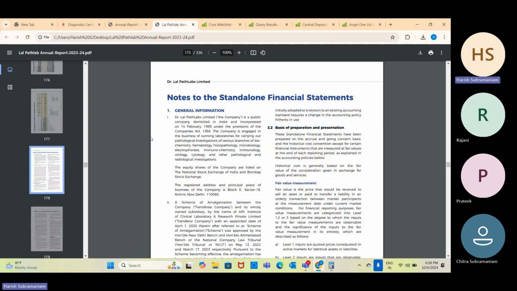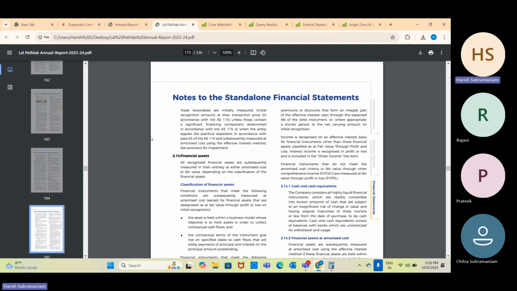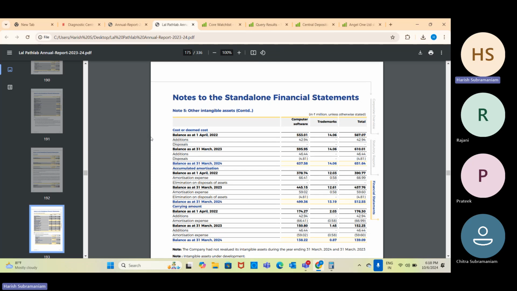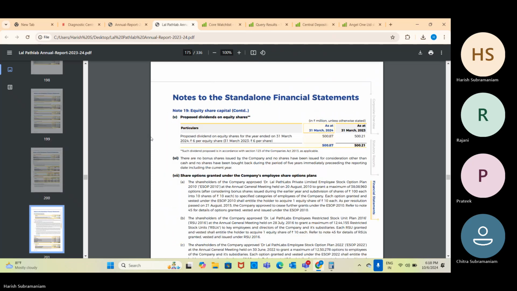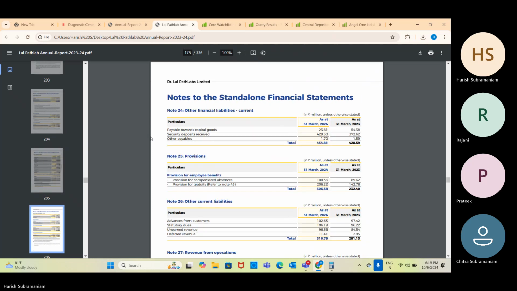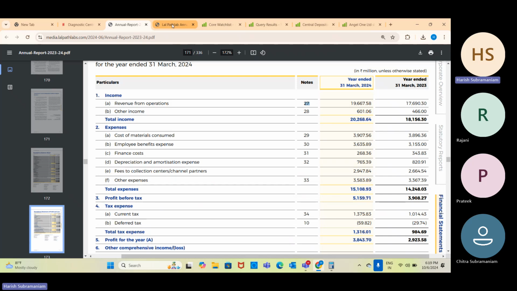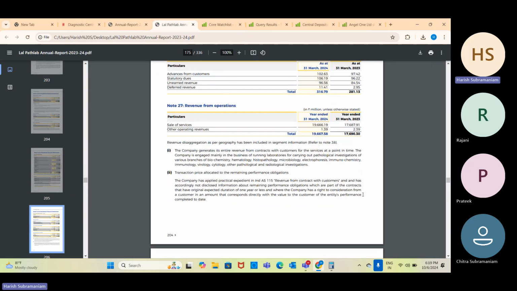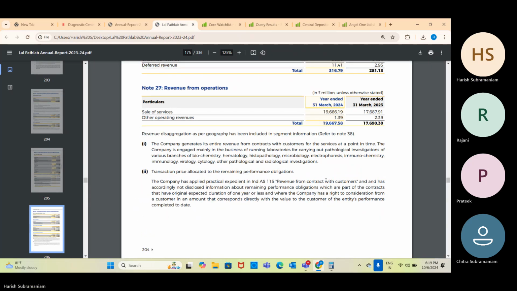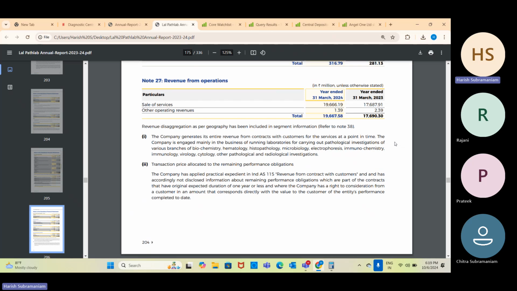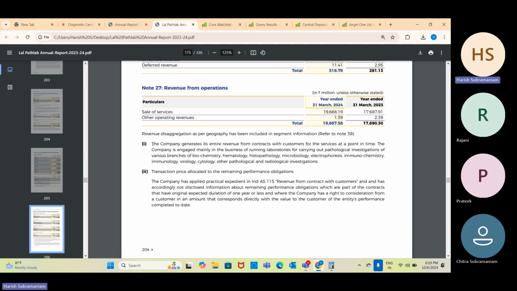Okay, we have notes, right? And then we have to go to note 27, if I remember. Yeah, 27. So we see here, notes 27 is revenue from operations. It says, what is the sale of services? So based on the sale of services and then some other operating revenue, right? It has some very small number. And then it will give you some more details.